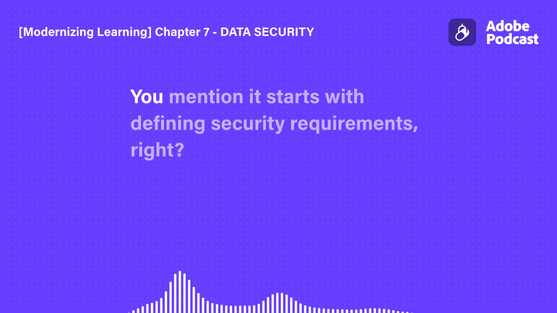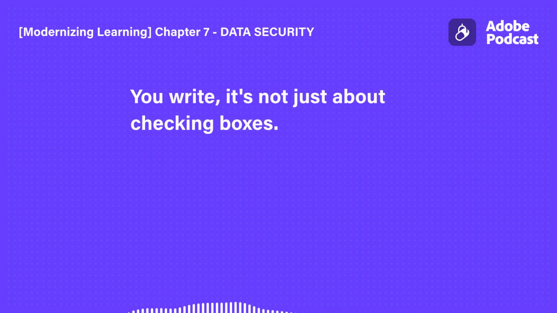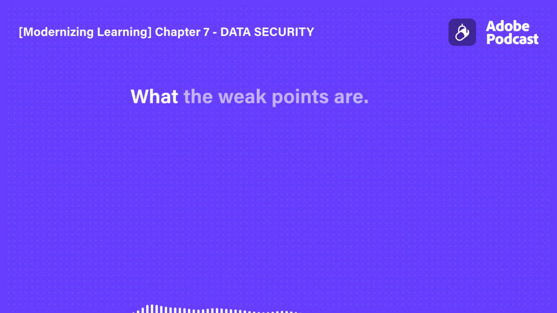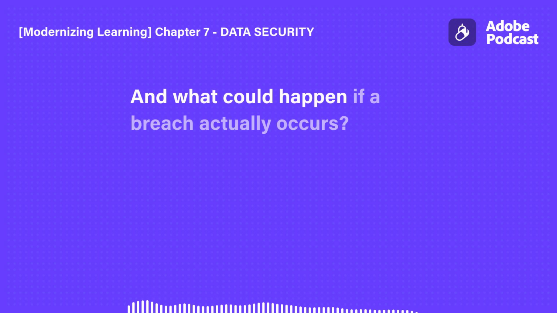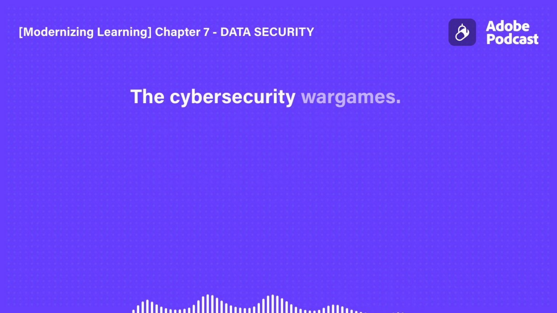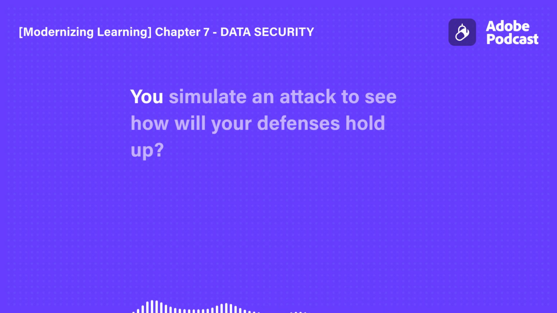Absolutely. You mentioned it starts with defining security requirements, which sounds simple enough, but I have a feeling there's more to it than meets the eye. You're right. It's not just about checking boxes. It's really about understanding what you need to protect, what the weak points are, and what could happen if a breach actually occurs. Right. And the chapter actually recommends using those purple team exercises we talked about earlier. Ah, yes, the cybersecurity war games. Exactly. So it's kind of like a fire drill for your data. Right. You simulate an attack to see how well your defenses hold up.